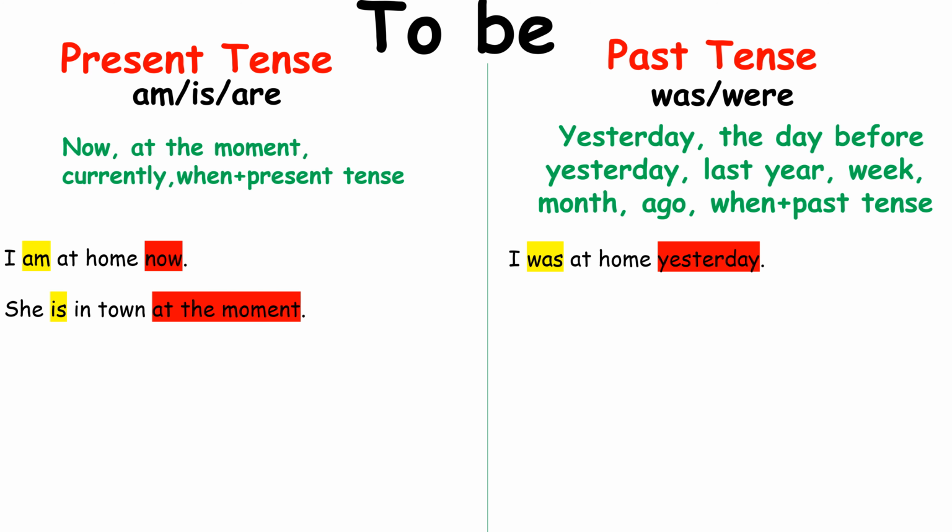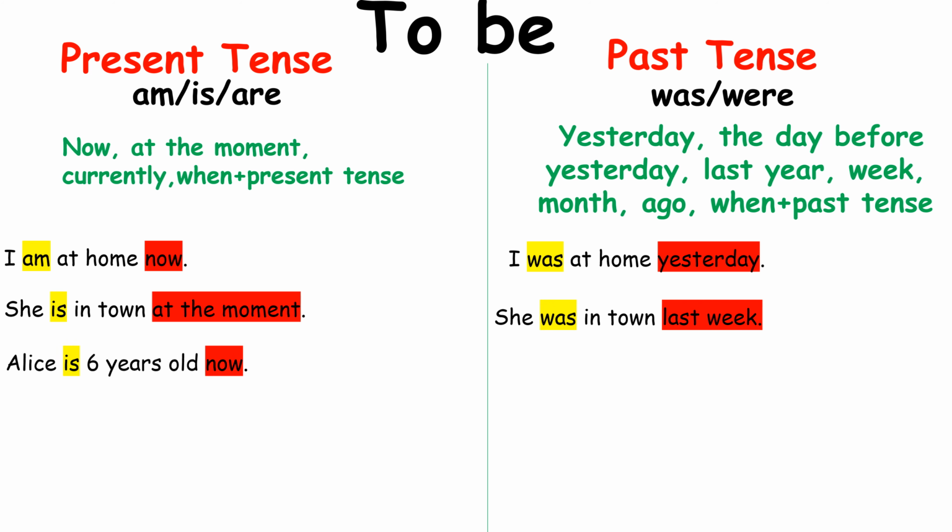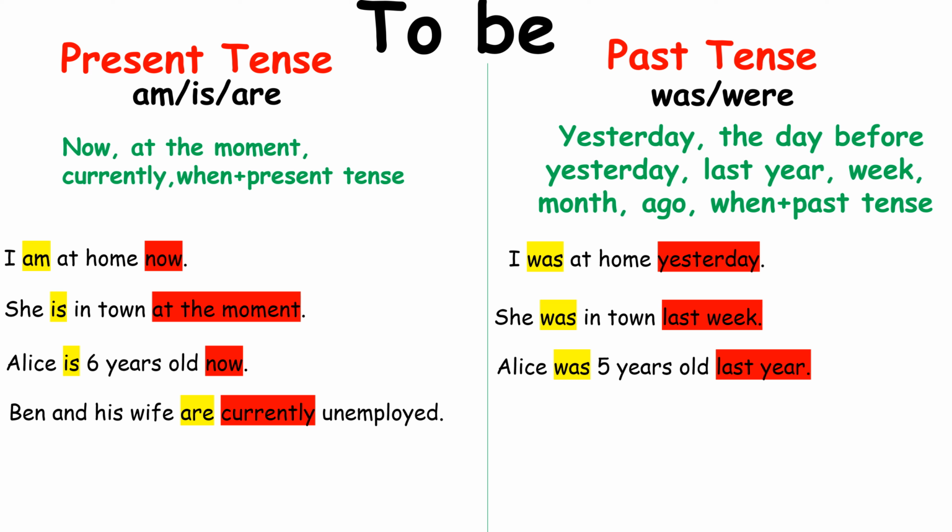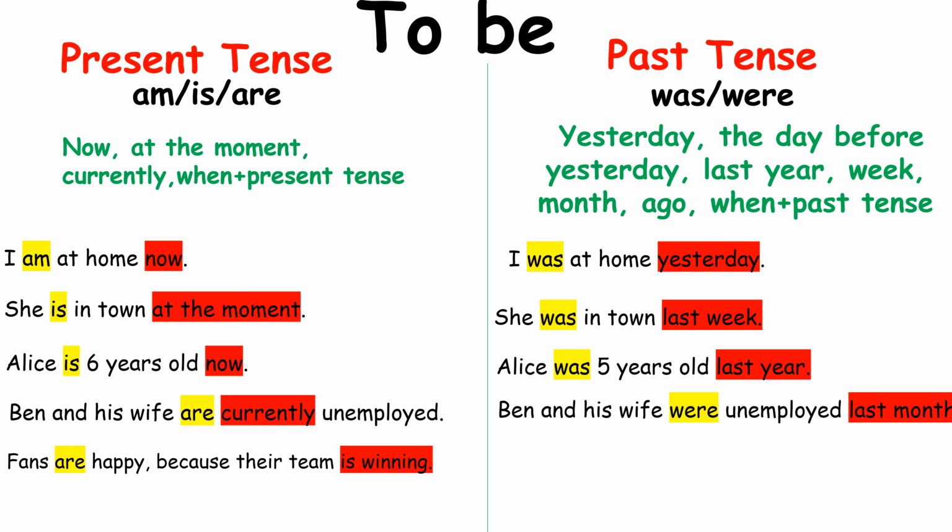A few more examples. She is in town at the moment. She was in town last week. Alice is 6 years old now. Alice was 5 years old last year. Ben and his wife are currently unemployed. Ben and his wife were unemployed last month. Fans are happy because their team is winning. Fans were happy when their team won the game.